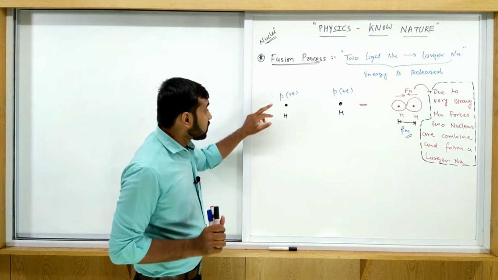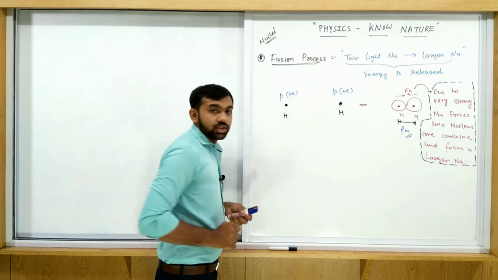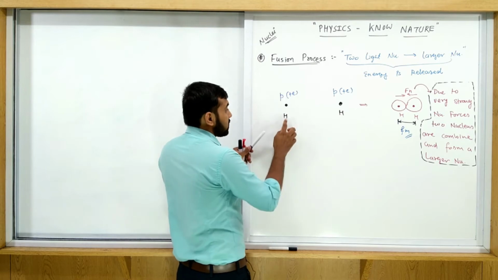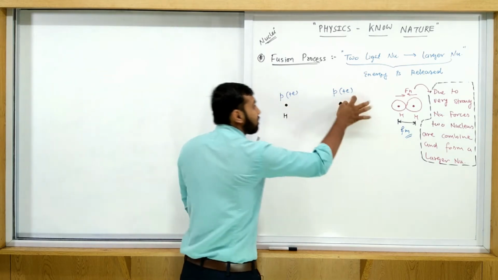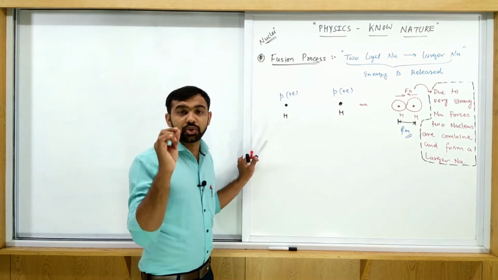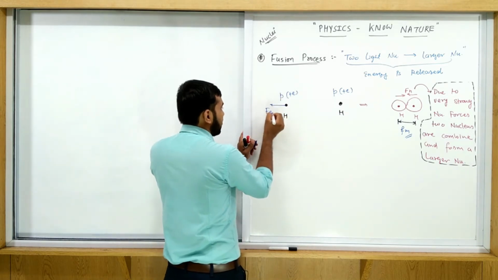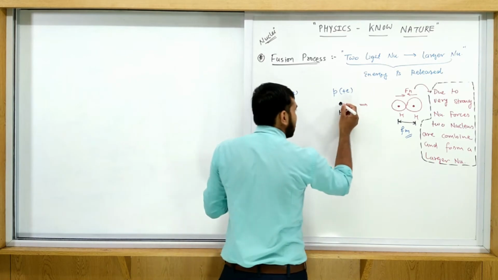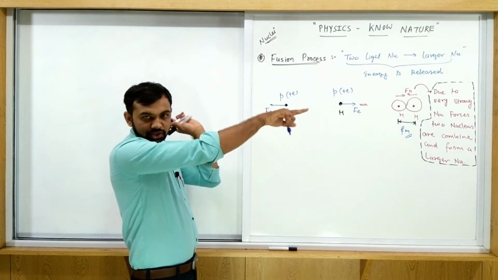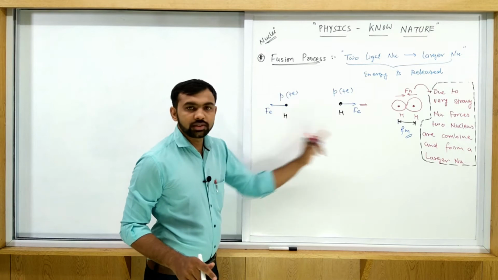So how do they combine? When they come near to each other, there is again one problem. What is the problem? This is a proton and this is a proton, so both are positively charged. So some repulsive force is produced, an electrostatic repulsive force. On this hydrogen the electrostatic force is applied in this direction, and on the other hydrogen it is applied in the opposite direction. This repulsive electrostatic force is applied.